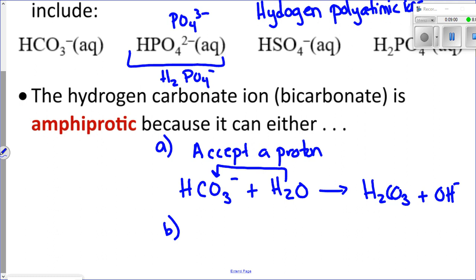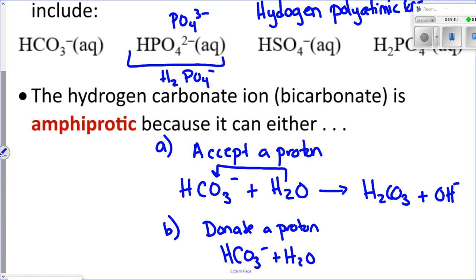It can also be a proton donor, so it could also donate the proton. So this time I'll show the hydrogen tracking up here, and it's donating that proton to water to form hydronium and leaving behind just the ion, CO3 2-. So this would be it acting as an acid, acting as a proton donor.